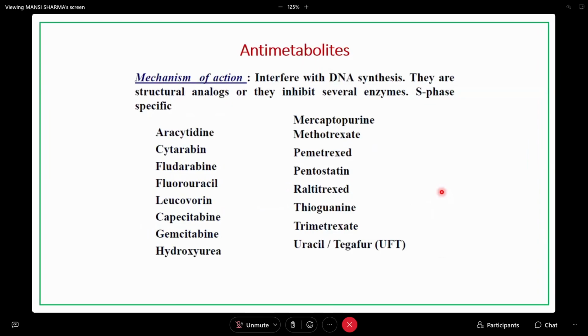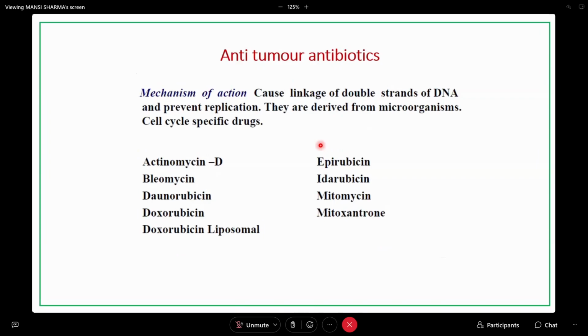So anti-metabolites interfere with DNA synthesis. I'll get back to this later. They are mostly structural analogs, or they inhibit specific enzymes. And these are S-phase specific. Again, most of them are used in lymphomas and leukemias. Notably for solid tumors, we have 5-fluorouracil along with leucovorin, capecitabine, gemcitabine, methotrexate, pemetrexed. Raltitrexed is not really used that often. So methotrexate and pemetrexed are important. Pemetrexed mostly is a drug that we use in treating lung cancer, non-small cell lung cancer. Uracil and tegafur.